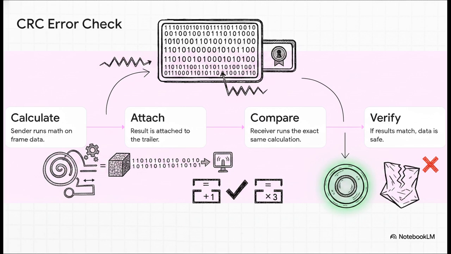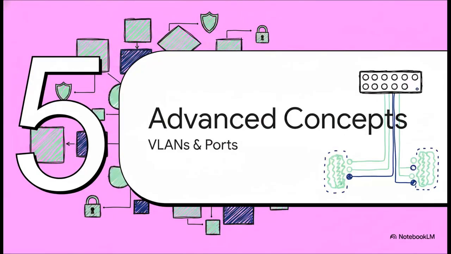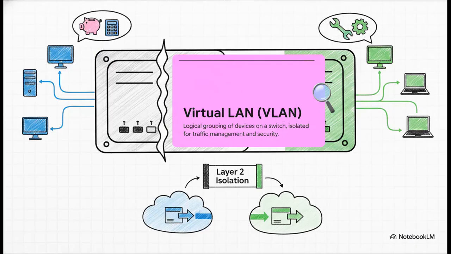No second chances. Moving into Section 5, Advanced Layer 2 Concepts. Probably the most common tool in a network admin's arsenal is the VLAN, or virtual LAN. Imagine taking one massive physical switch and using an invisible force field to slice it into two completely separate mini-switches. This gives you brilliant logical network segmentation. For instance, a company might put all the accounting department computers on VLAN 10 and the IT department on VLAN 20. Even though they are plugged into the exact same physical box in the server room, Layer 2 isolation means they literally cannot see each other's traffic at all.